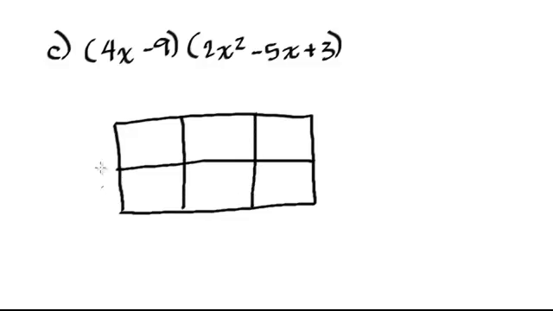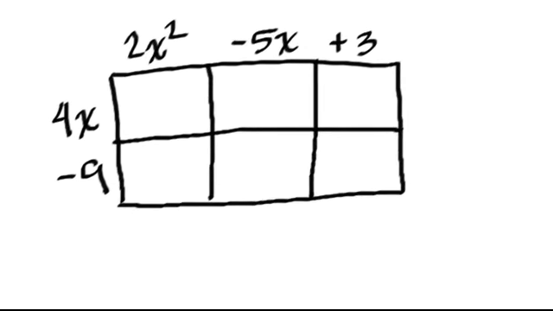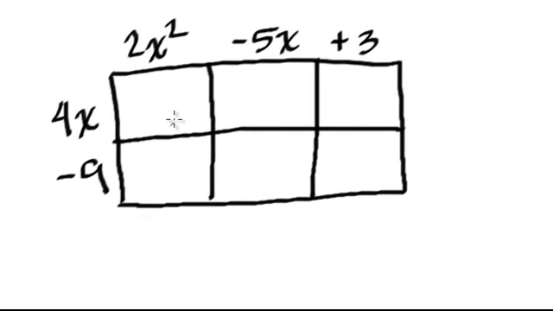On the left, since I have 2 rows here, I'm going to place 4x and negative 9. On the top, I have 3 columns, so I'm going to place my trinomial there, which is 2x squared minus 5x plus 3. Within each box, I'm going to put the product of the terms that are on its outside.